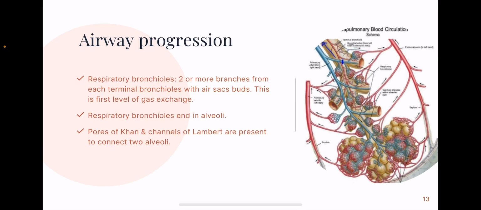Respiratory bronchioles, two or more branches from each terminal bronchiole with air sac buds. This is the first level of gas exchange. Respiratory bronchioles end in alveoli. Pores of Kohn and channels of Lambert are present to connect two alveoli.